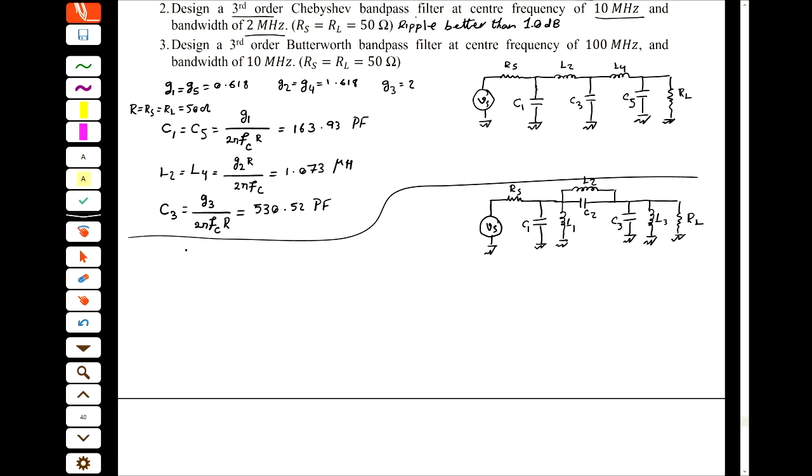Again, G1 equals to G3 equals to 2.216, and then the G2 equals to 1.088. Series, but balance. Yes.